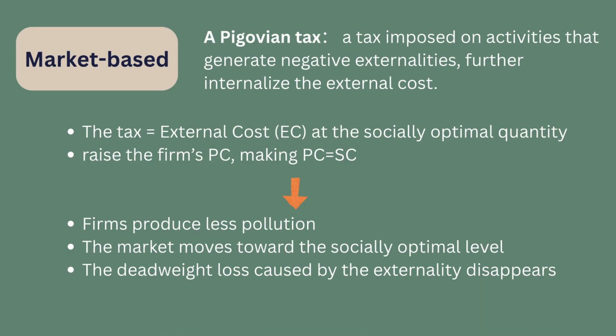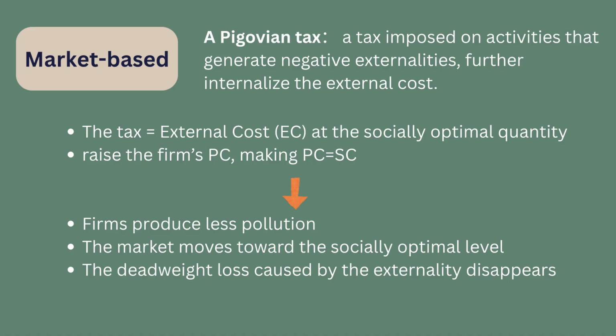The second is a market-based solution for correcting the market failure: the Pigouvian tax. A Pigouvian tax charges polluters for the external costs they impose on society. The goal is not to punish, but to internalize the externality. Before the tax, producers ignore external costs. After the tax, the private cost shifts upward until it equals the social cost. The market price now reflects the true cost of production and firms naturally reduce output to the socially optimal level.